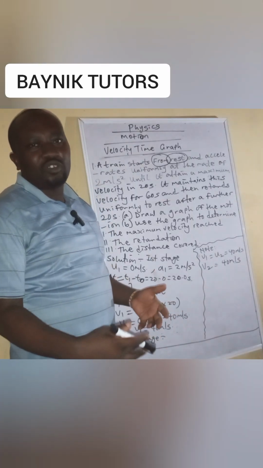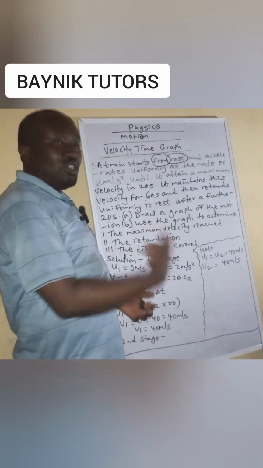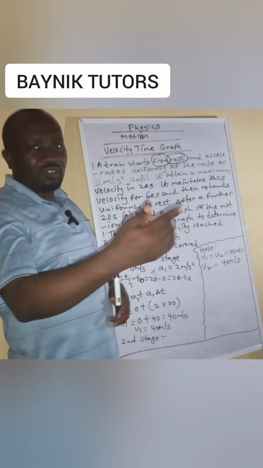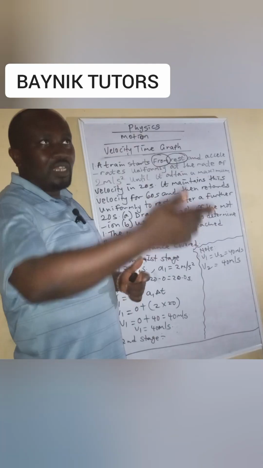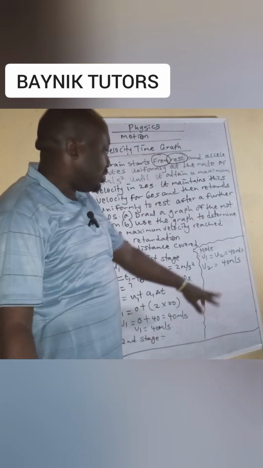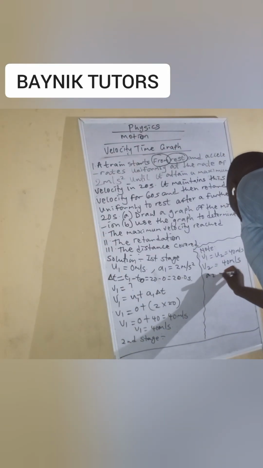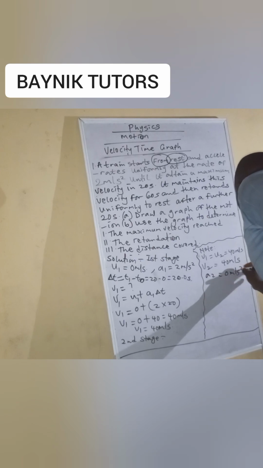Since the acceleration does not change, the acceleration still remains constant. Automatically, the velocity will remain constant. It's the change in acceleration that brings about change in velocity, either increase or decrease. I'm sure that's clear to us. So V2 will still be 40 meters per second. It's just that my acceleration here, A2, is 0 meters per second squared, it doesn't change.